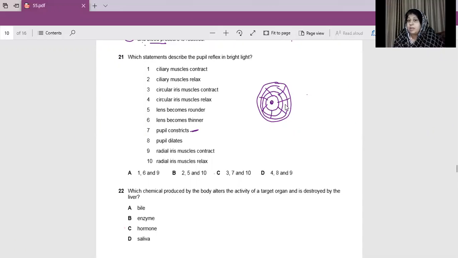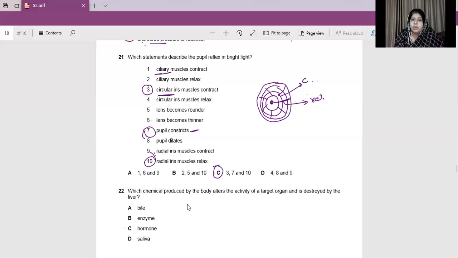For this purpose, the radial muscles relax, and when they relax their size becomes bigger. The circular muscles contract, and when they contract their diameter becomes smaller. So circular muscles contract, radial muscles relax, and the pupil constricts. 3, 7, 10 is the correct one. Students confuse ciliary muscles and circular ones, so please avoid this.